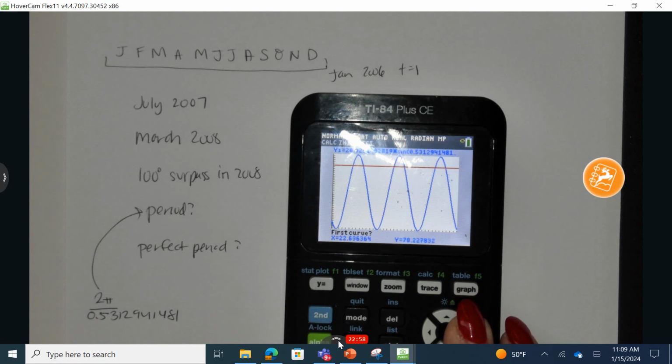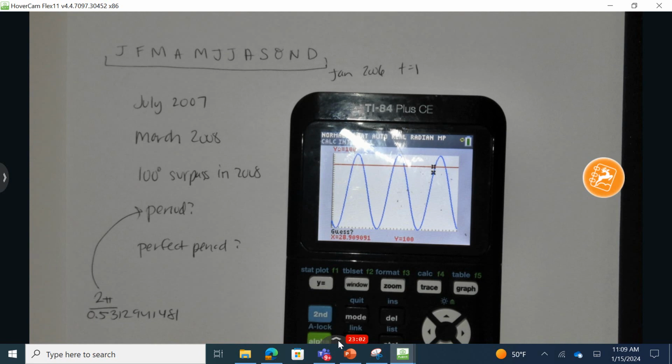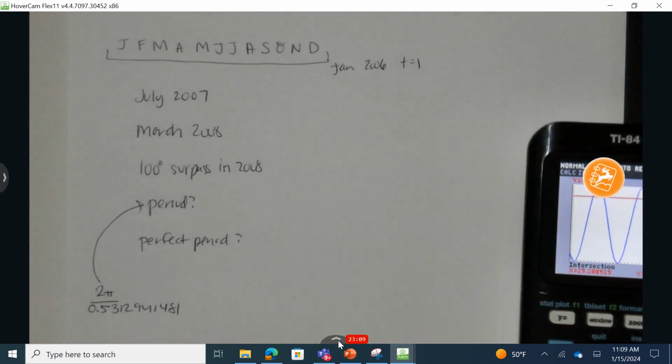And I'm going to trace all the way over to that portion. Enter, enter, enter. And we can see that it equals 100 for the first time in month 29. Well, what does 29 even mean?